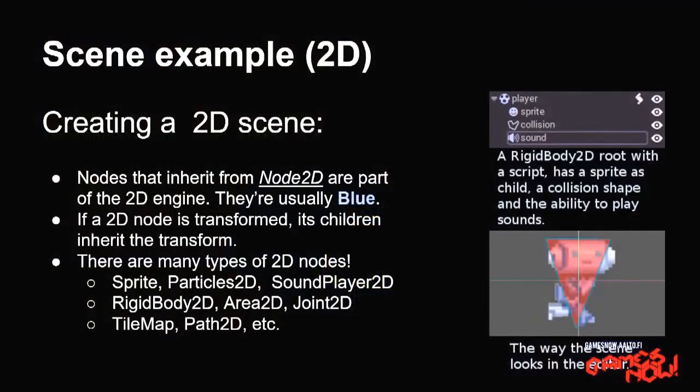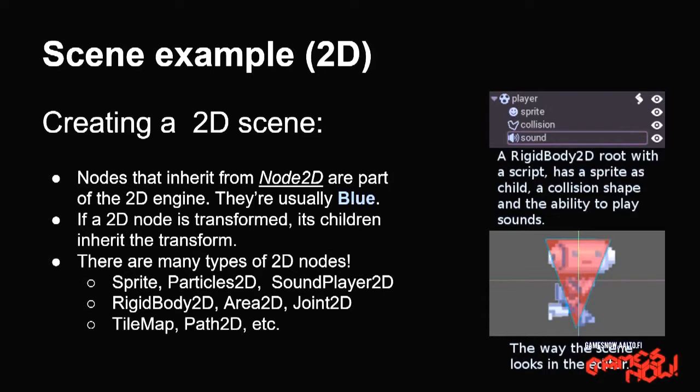So here's an example for a 2D scene. We have a root node with a sprite and some collision and a sound node. The root is a rigid body for physics, has a sprite as a child and a collision shape, it can play sounds, and it has the script on the root. For 2D scenes, we have Node2D, which is the base type of all the 2D nodes. They inherit the Node2D type.